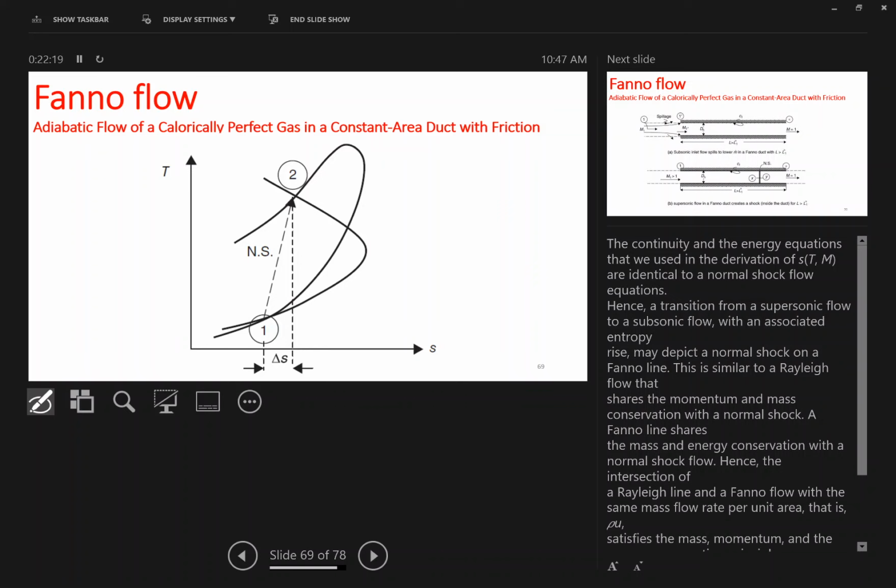And essentially in a Rayleigh flow, the conservation of mass equation and the momentum equation are exactly the same for the normal shock wave and the Rayleigh flow. The only equation that is different is the energy equation, which accounts for your heat transfer. And for a Fano flow, the conservation of mass equation and the energy equation are exactly the same for the shock wave and the Fano flow, right?